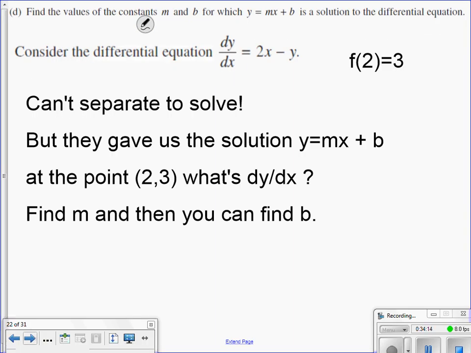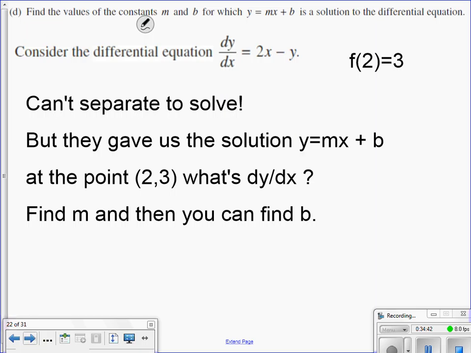Part D of number 4. I just wanted to bring your attention to it. They're not asking you to solve it. You could not separate and integrate this, because it's subtraction. You can only separate when it's multiplication or division. Kids who had it kept trying to separate it. No, they're saying we already separated and integrated. We did it all for you. Here's the solution.